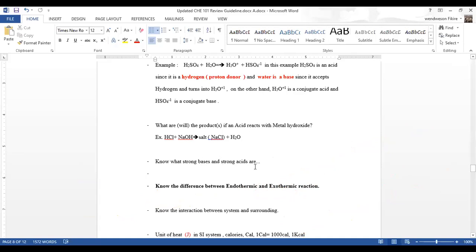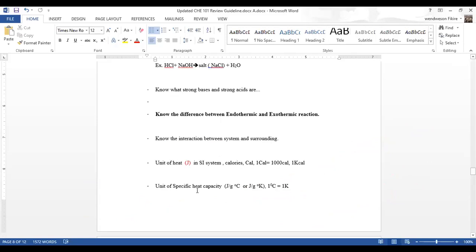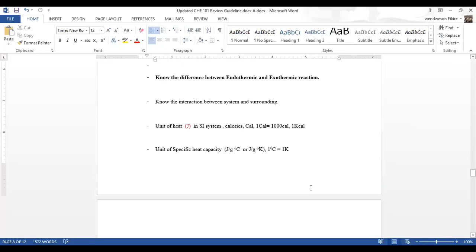Know what strong bases and strong acids are, we discussed that. Know the difference between endothermic and exothermic reactions. We discussed that when we discussed system and surroundings. Units of energy are joules in the SI system, and calories. I discussed that earlier. Units of specific heat capacity are joules per gram degree centigrade, or joules per gram Kelvin. In this case, don't be confused. 1 Kelvin equals 1 degree centigrade. It's like a ratio here.